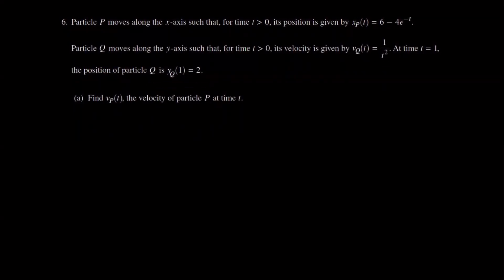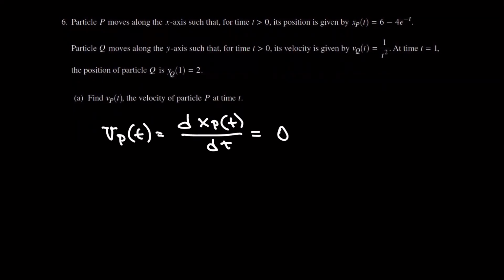In the first question, we need to find the velocity of particle P at time t. Recall that the velocity of a particle is equal to the derivative of the position with respect to time, so we need to differentiate this. The derivative of 6 is 0, then 0 minus 4 e to the negative t times negative 1 by the chain rule. This is equal to 4 e to the negative t.